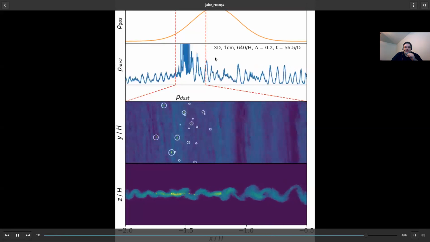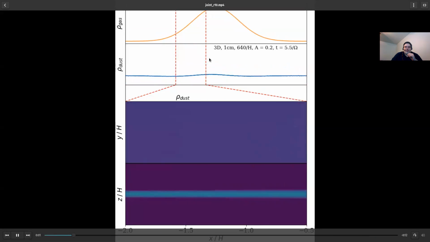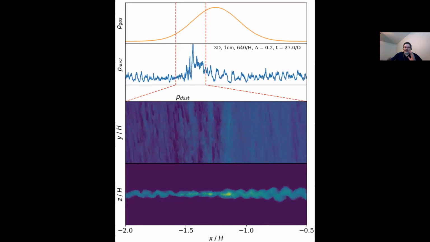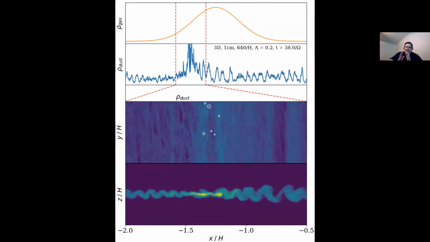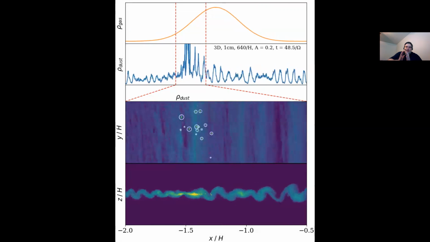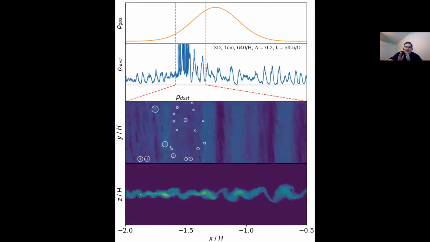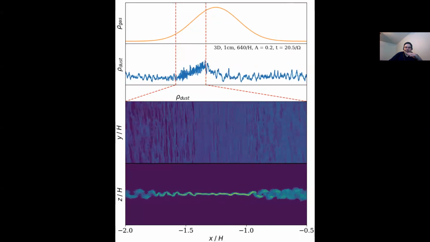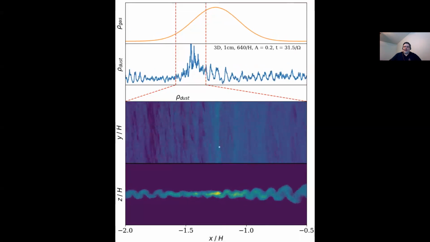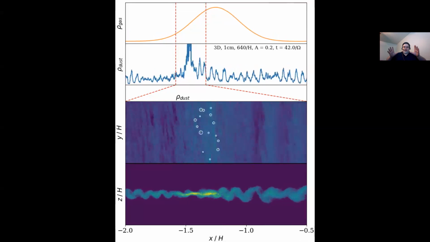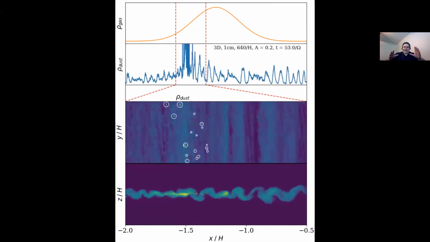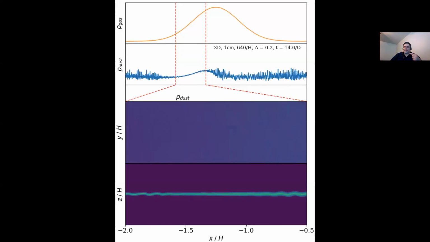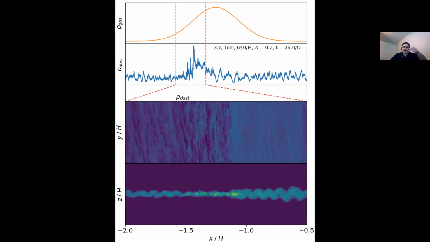But when they cross this particular region of the pressure bump, the filaments get denser and the instability becomes more effective, and that does trigger planetesimal formation. In the bottom two plots, you see a 2D view of the dust density, one looking down on the disk and the other one looking along the azimuthal direction. And in either case, you can see the actual planetesimals forming.